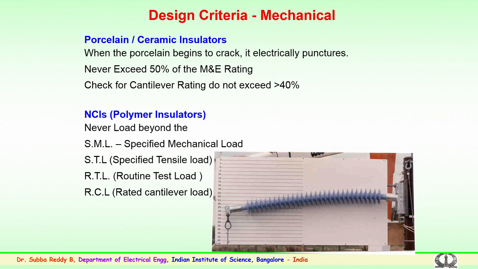For each type of voltage level, the specified mechanical load is mentioned. Similarly, the specified tension load, a routine test load, and a rated cantilever load. All these things which have been mentioned will be applicable for a particular voltage level and a particular insulator. Dimensions have to be strictly followed, so that failure does not occur and the insulation does not weaken in the system.